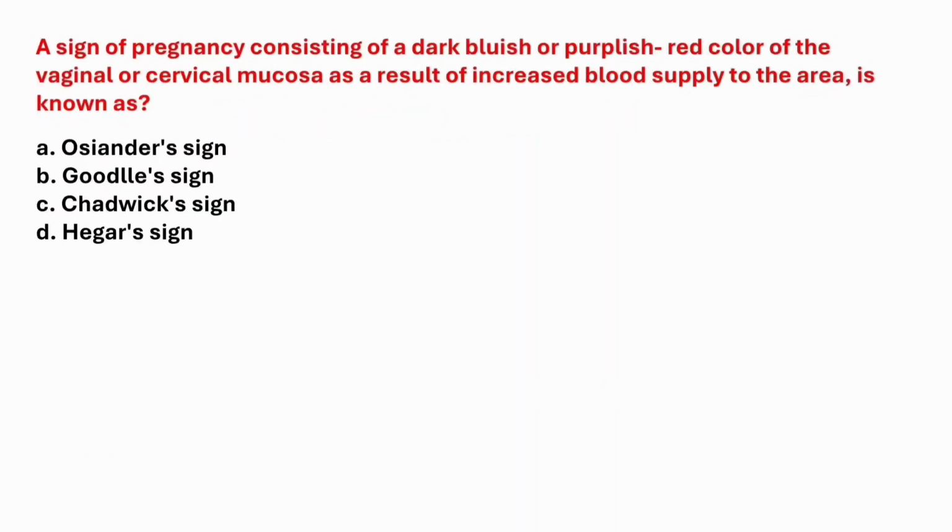Gray. A sign of pregnancy consisting of a dark bluish or purplish red color of the vaginal or cervical mucosa as a result of increased blood supply to the area is known as A. Osiander sign. B. Goodell sign. C. Chadwick sign. D. Jaeger sign. The correct answer is C.